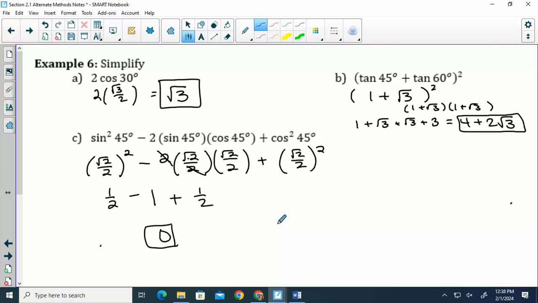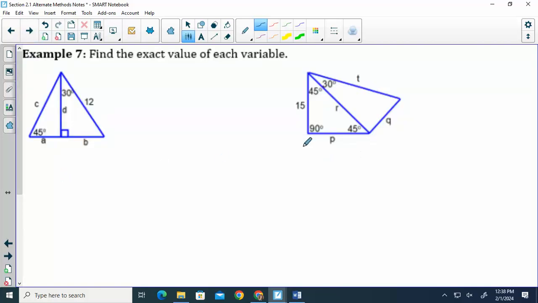Last example for the day. These are a little bit longer. We want to find the value of each variable. So in the first triangle, we have to find A, B, C, and D. Got 4 different pieces there.